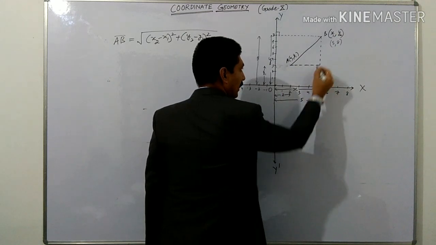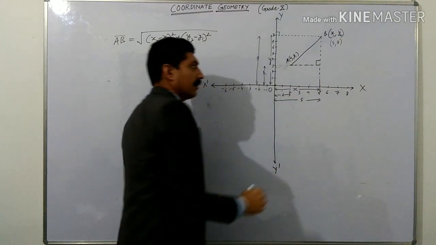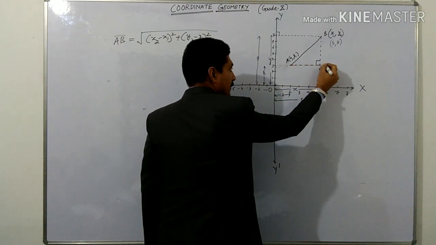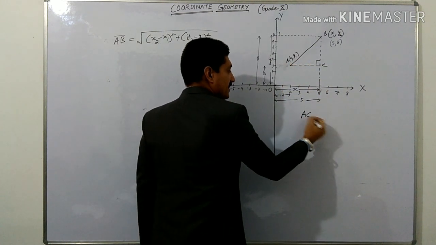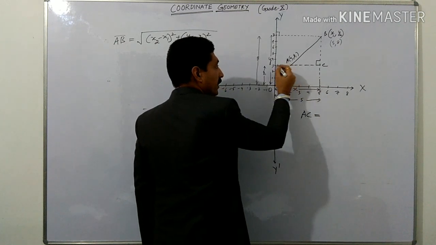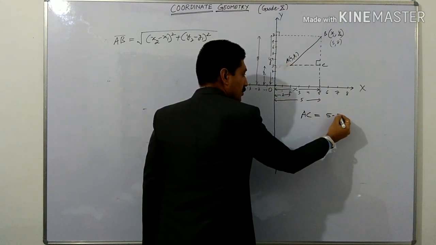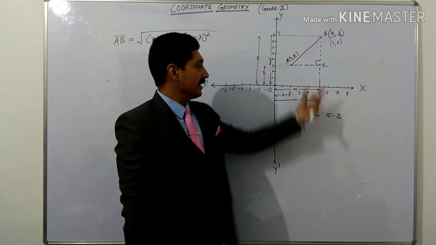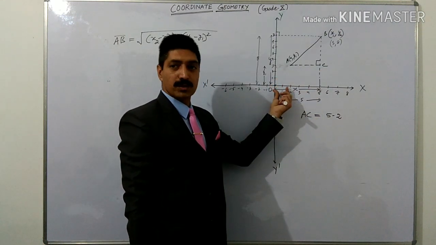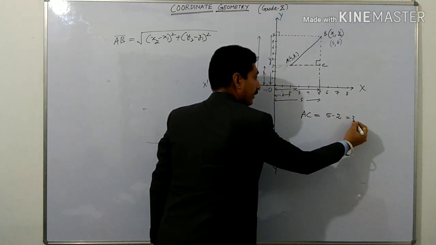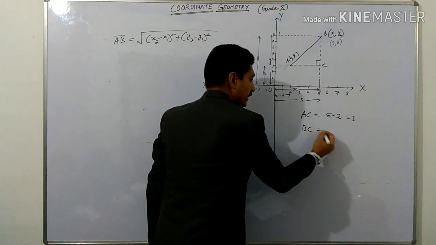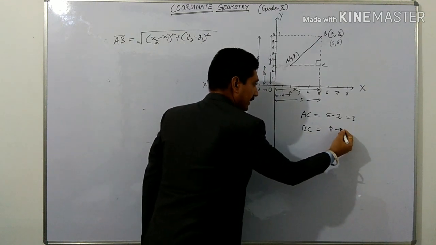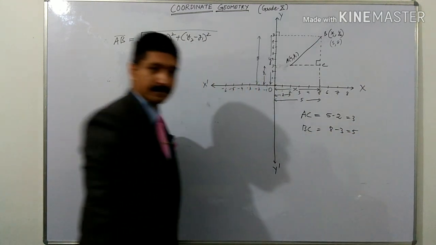On a graph, these are all the lines, always at 90 degrees. So let this point be point C. What is AC? The distance AC is equal to 5 minus 2, that is 3. And similarly, the distance BC is 8 minus 3, that is 5.